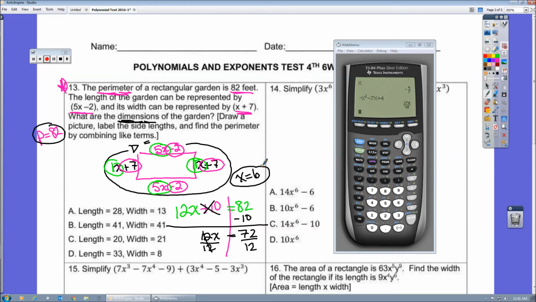That is not the length of each side. What you have to do is take x and plug it in right here, and you also have to plug it in right here for this guy. I know it's getting kind of messy, but that gives the actual dimensions. If I plug a 6 in for x, 6 plus 7 gives me a side length of 13. And if I plug in 6 right here, 5 times 6 is 30 minus 2, that's going to give me a side length of 28. So our answer is A.